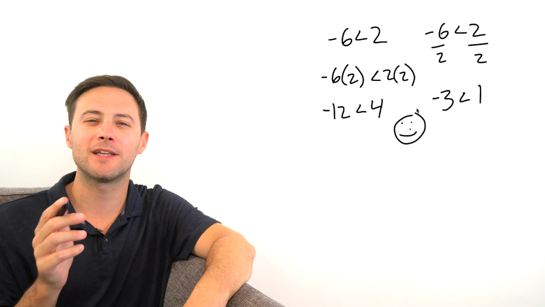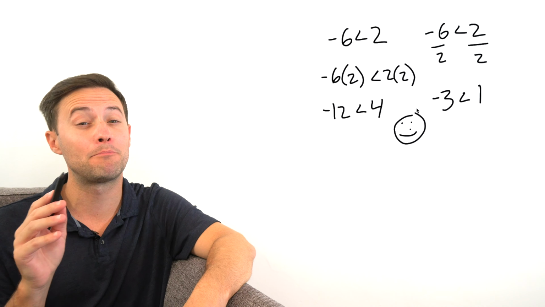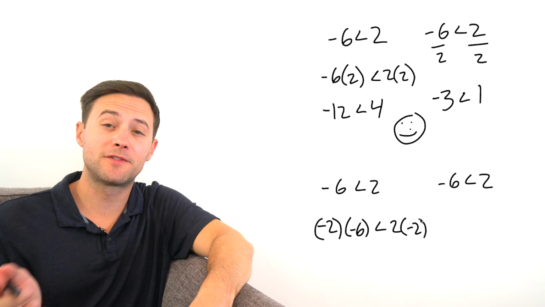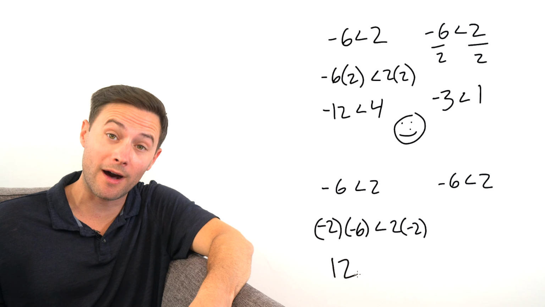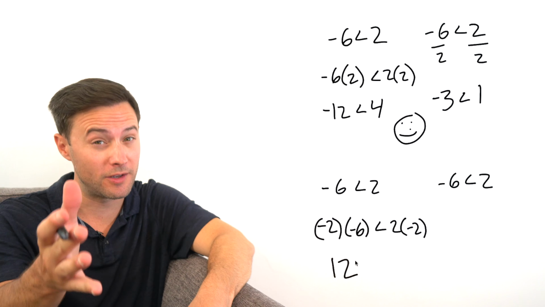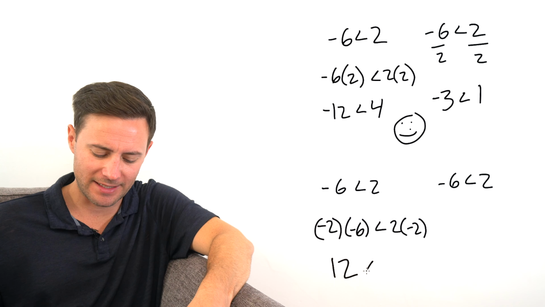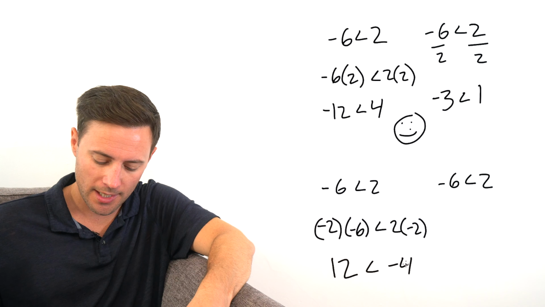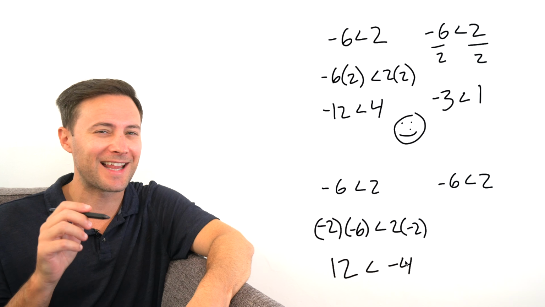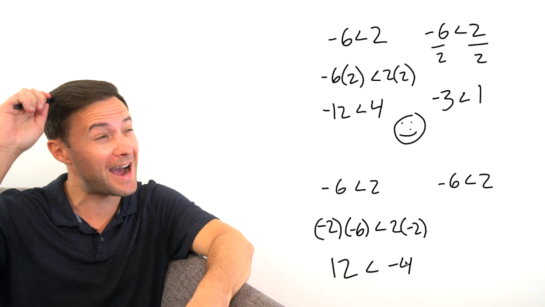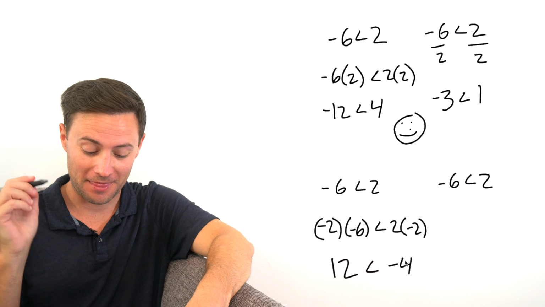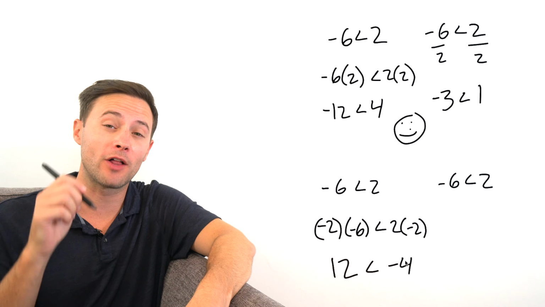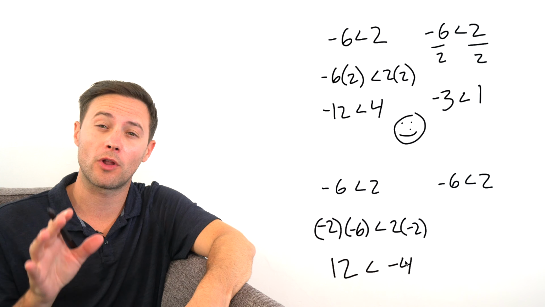However, what happens if we multiply or divide both sides by a negative number? So if we do -2 times -6, we would get 12. Negative times negative would give you a positive. And is that less than, well, 2 times -2 would be -4. 12 is not less than -4. So now, hopefully you've noticed, that is not true. When we multiplied both sides by a negative number, all of a sudden, our inequality is no longer true.